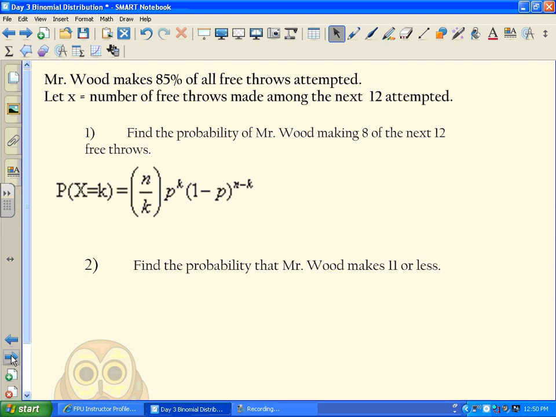So, here's what we're going to do. If I make 85% over my lifetime, I now want to know what's the probability that I'm going to make exactly 8 out of my next 12. Do we understand the question? Okay. How do we come up with that probability? Now, here's the catch with binomials.